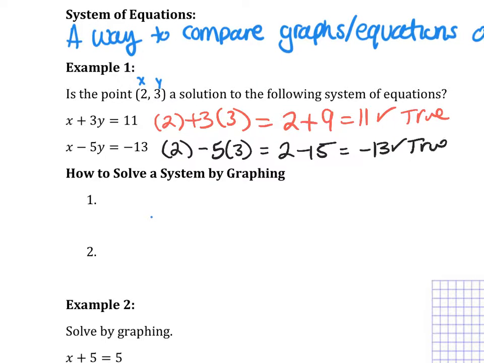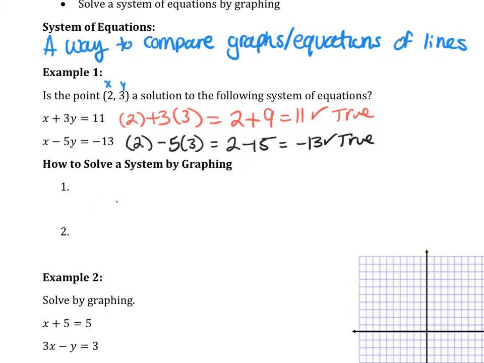So since it's true for both, it is a solution. If it only worked for one and not the other, then it would not be a solution. It has to work for both.